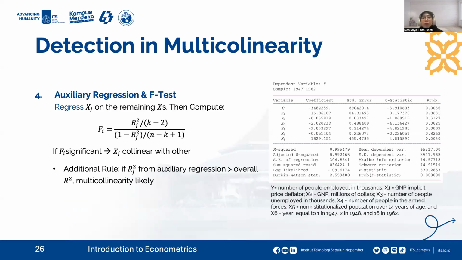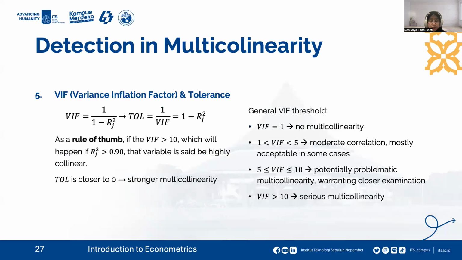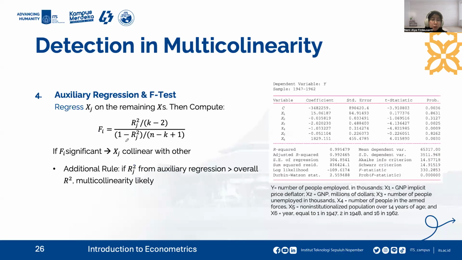So here, you regress one of the regressors on the remaining regressors, and then you calculate the F-test. If it is significant, it means that the x is collinear with the other variables. Or you can look at the R square of that test. And then based on that, we can also calculate the VIF. So Rj squared here will be the R square that you get from this auxiliary regression.